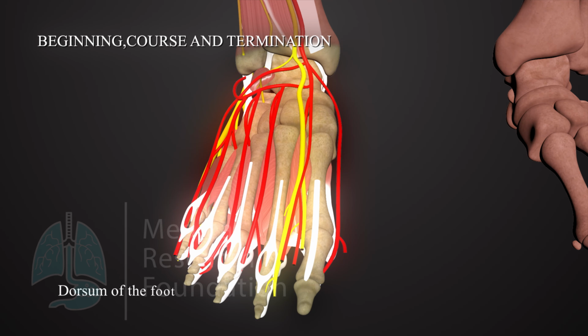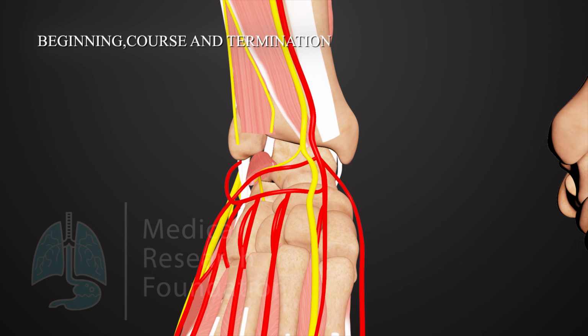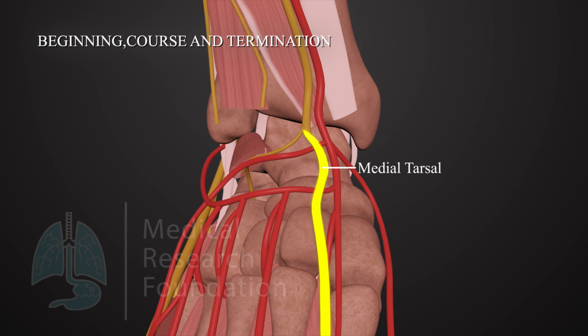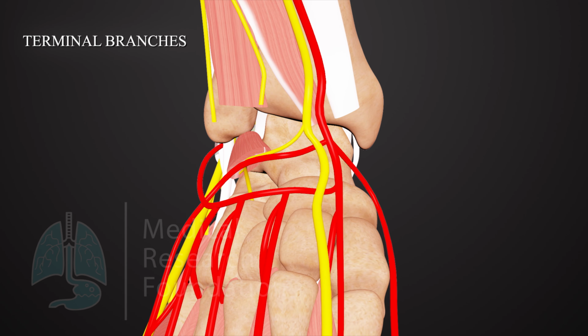The nerve ends on the dorsum of the foot, close to the ankle joint, by dividing into the medial and lateral terminal branches. Terminal branches. The lateral terminal branch turns laterally and ends in a pseudoganglion deep to the extensor digitorum brevis. Branches proceed from the pseudoganglion and supply the extensor digitorum brevis and the tarsal joints.